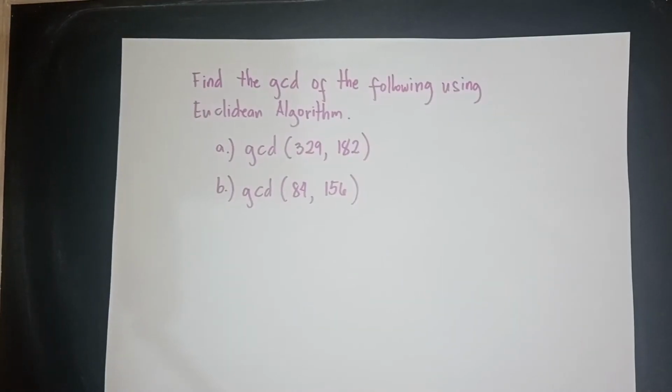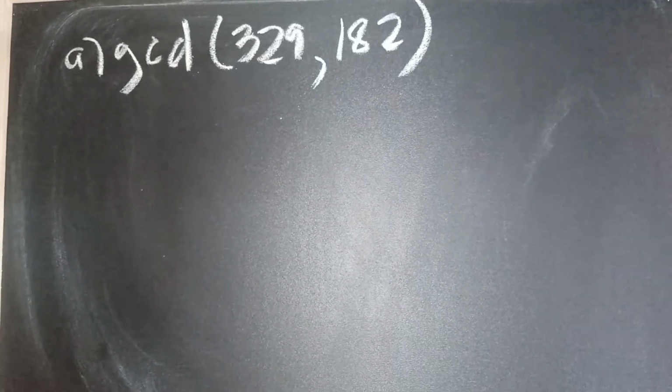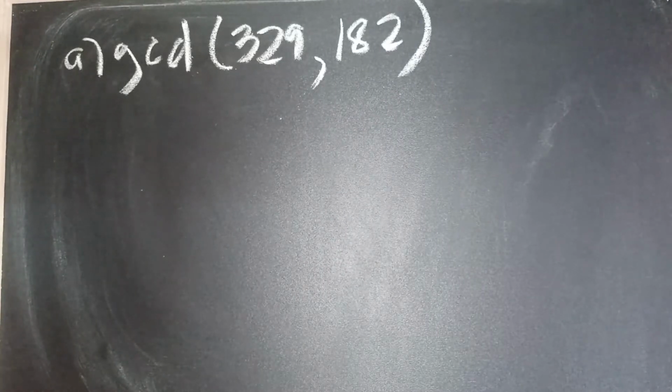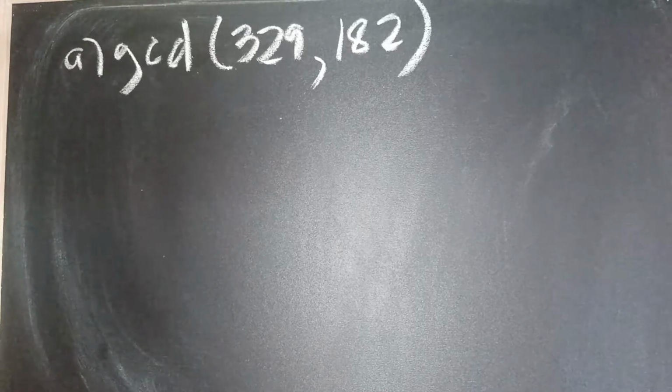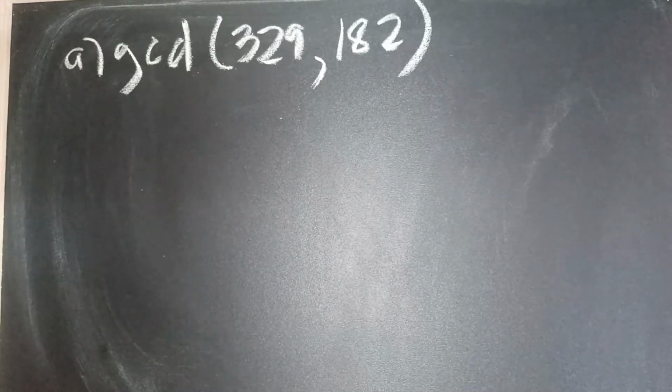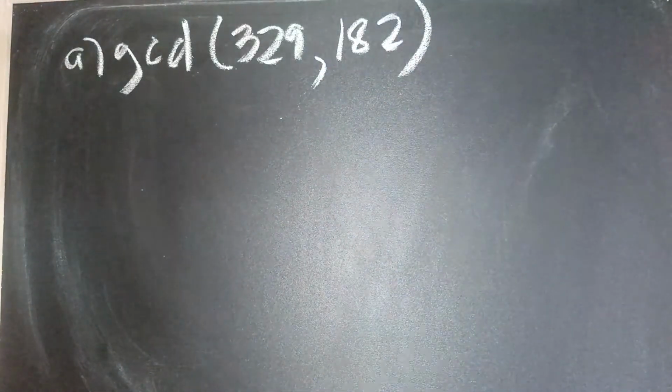So we have here a problem. Find the GCD or the greatest common divisor of the following using Euclidean algorithm. So we have here GCD of 329 and 182 at saka ng 84 and 156. Okay, so we're going to solve first the GCD of 329 and 182.